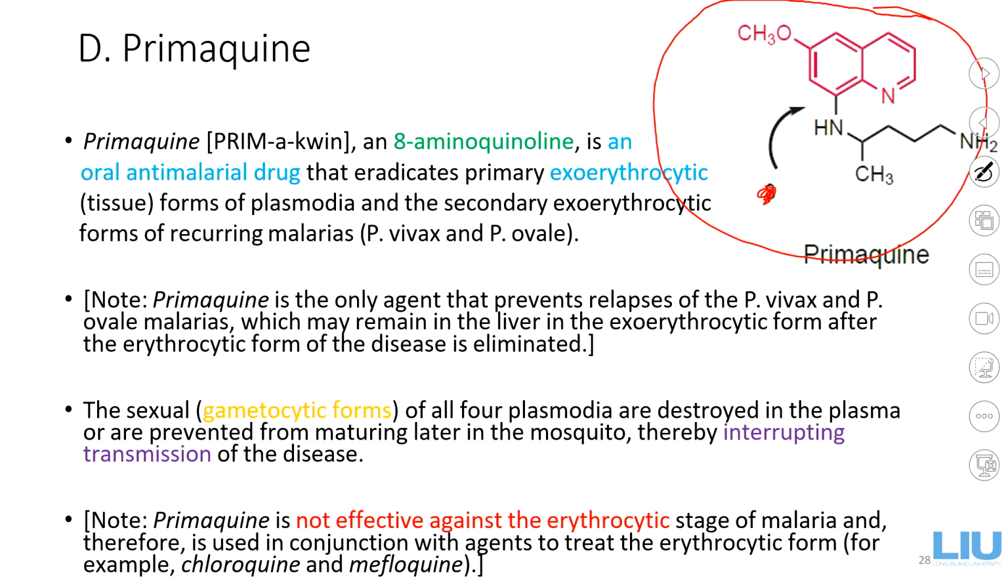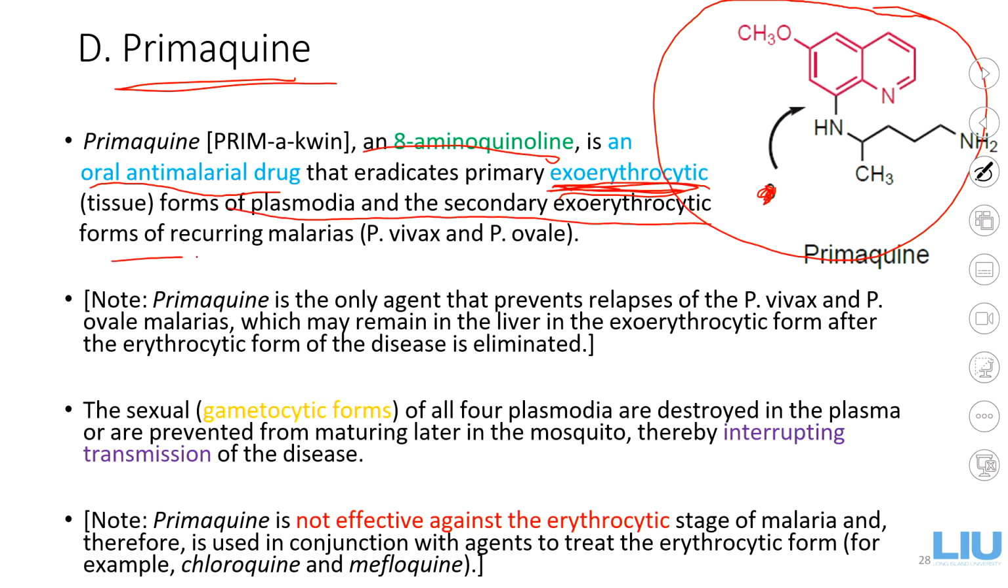So first of all, it's an oral antimalarial drug that eradicates the exoerythrocytic forms. We've said that all of the drugs we'll see today work on the erythrocytes, but there is one that acts on exoerythrocytes, which has a different mechanism of action, which helps us too, right? So it's this Primaquine. It has a different class and a different mechanism of action, and acts on the exoerythrocytes. Okay.